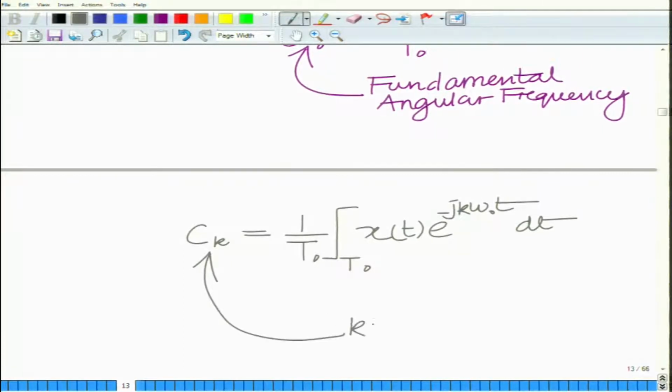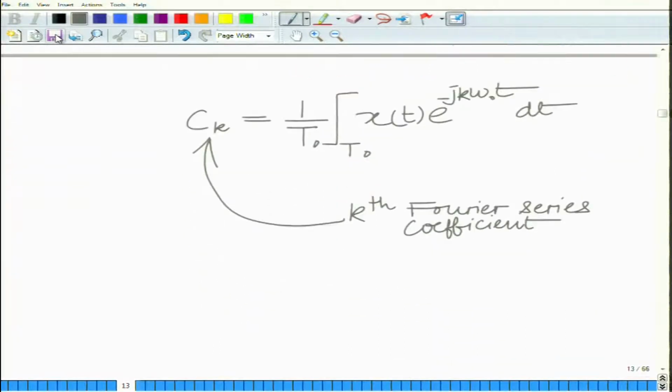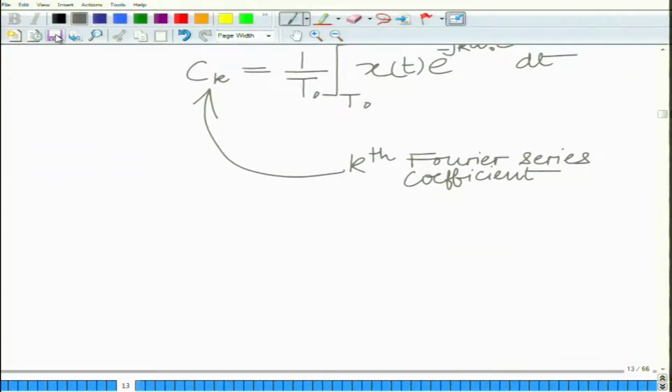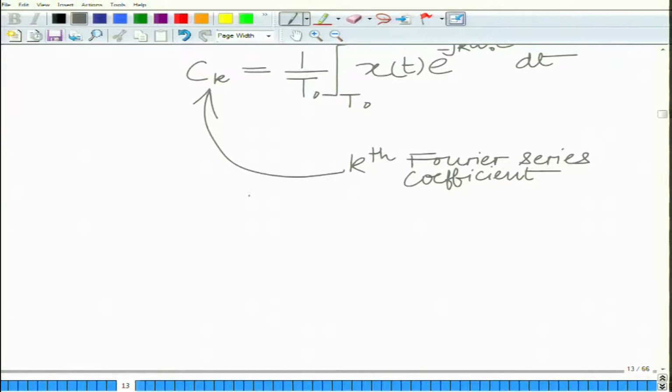Okay. This is your kth Fourier series coefficient, and remember we have derived this yesterday, the formula for the kth Fourier series coefficient of x t. We have looked at how to derive this expression yesterday. Today let us continue our discussion on this Fourier series coefficient.